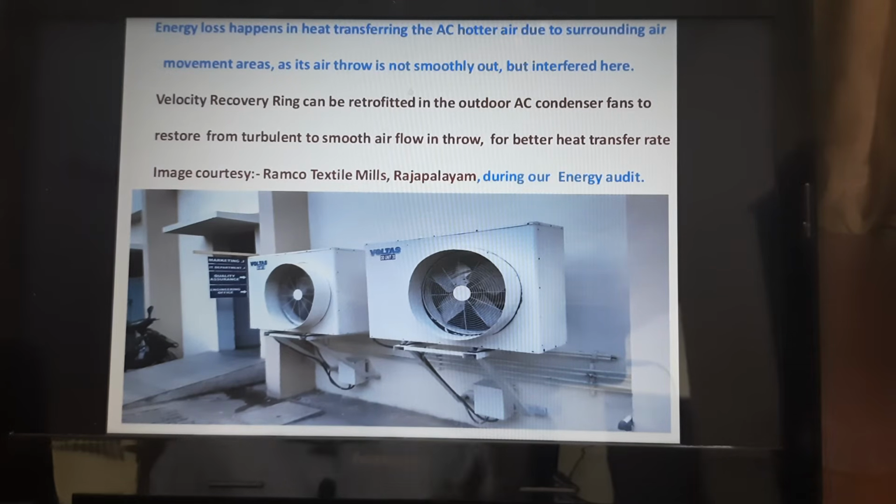So the velocity recovery ring is normally fitted in the outdoor package air conditioners, but now it has been tried in split AC also, thanks to our energy audit time. During the energy audit, we noticed in the Ramco textile mills at Rajapalayam the energy loss happening in this transferring of hotter air to the surrounding air. This velocity recovery ring helps a lot. It facilitates the smooth flow of the sucked hot air. It is able to move out smoothly, and definitely the heat transfer is better by this trivial retrofit on the outdoor unit as such.